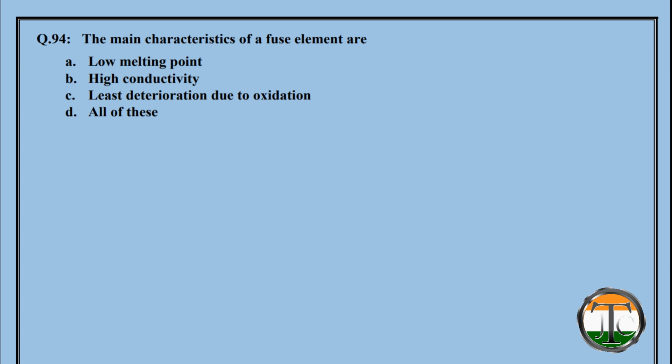So first of all, what is a fuse? A fuse is mostly used to protect electrical equipment from short circuit conditions. To protect against the short circuit condition, we must use fuse material. So the fuse material has three main characteristics. First is low melting point, option B is high conductivity, and option C is least deterioration due to oxidation. So option D is the right answer. All of these characteristics must be present in the fuse element, that is all of these.